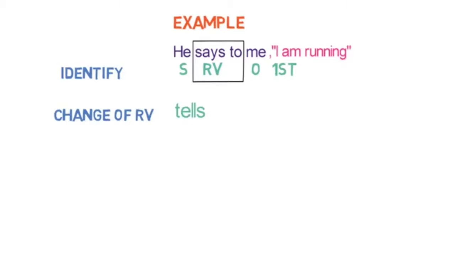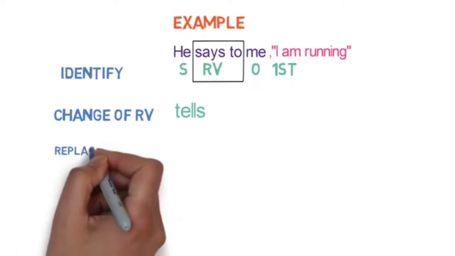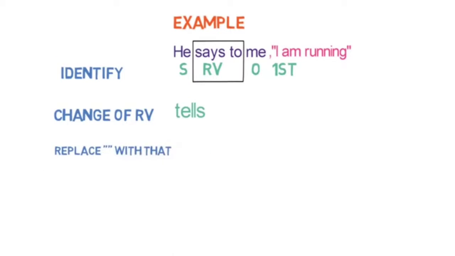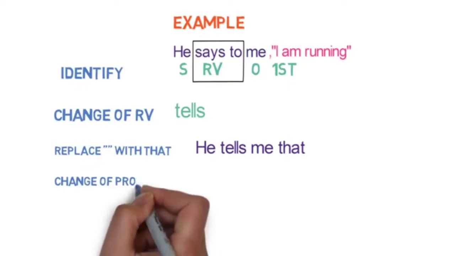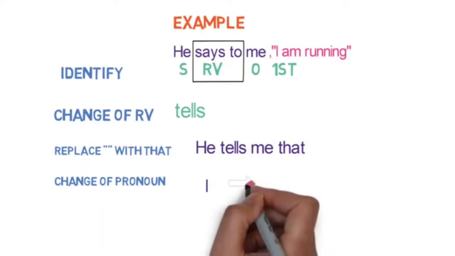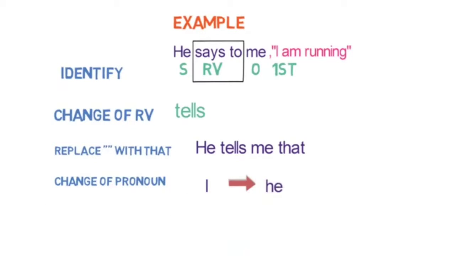And the third step is replacing the inverted commas with that. Then the sentence will become: He tells me that. Then the fourth step is change of pronoun. Here I will change into he, as in the reporting speech we have he as subject. As the reporting verb is in the present tense, the final sentence will be: He tells me that he is running. Then that's all from the session direct to indirect.